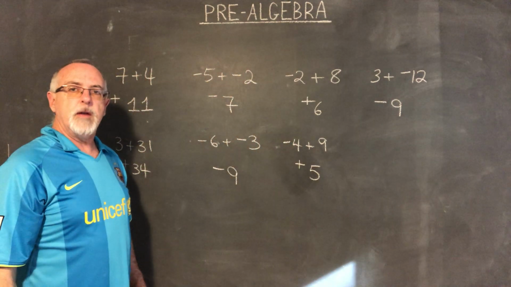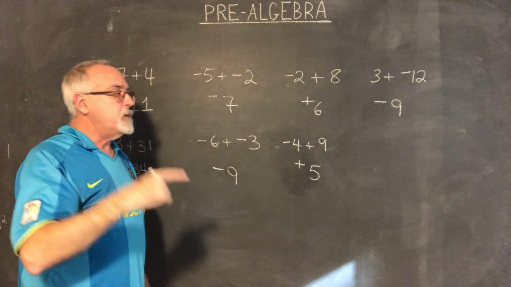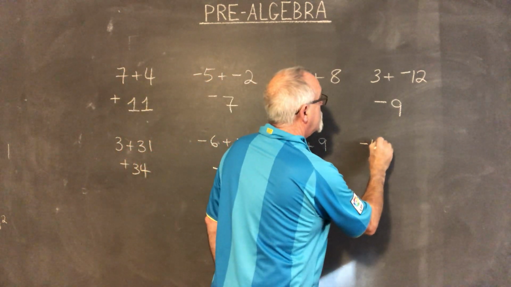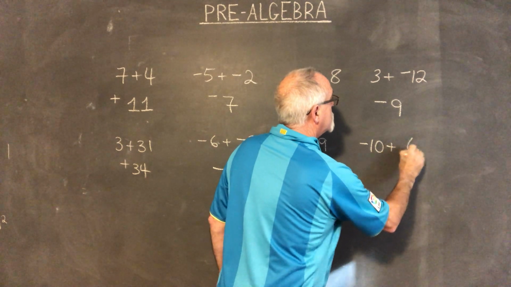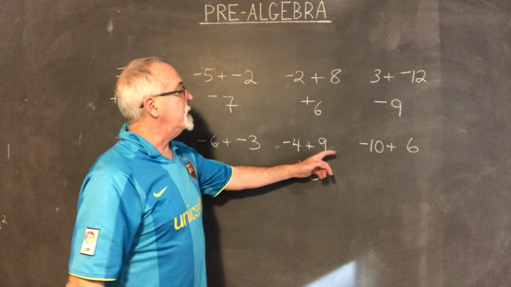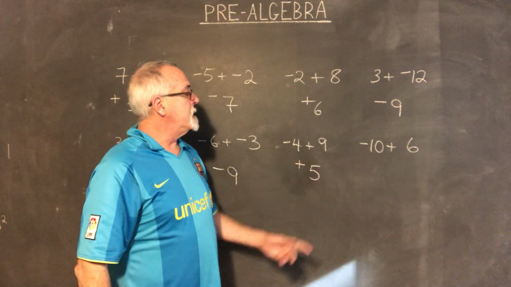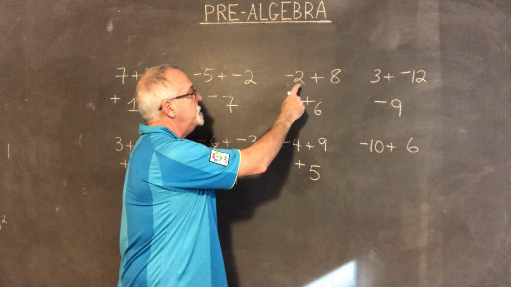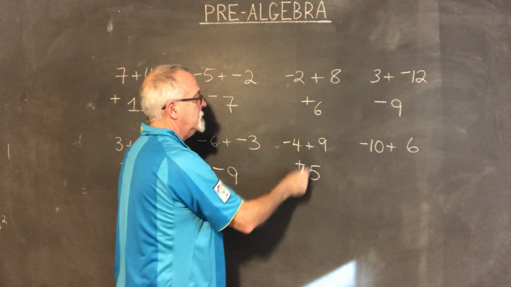So there is a rule that you can think of and sort of say in your head when you're doing these. Okay, how about if I have negative 10 plus 6? Okay, I went back to having the negative number first. Does that mean I'm going to get a positive answer? Because in both of these examples where I had the negative number first, I got a positive answer.